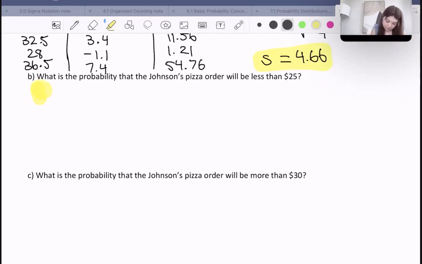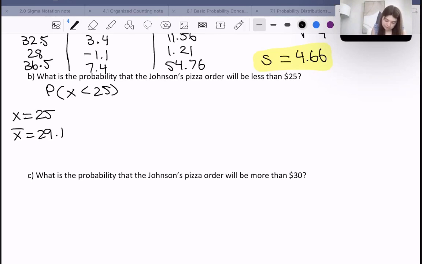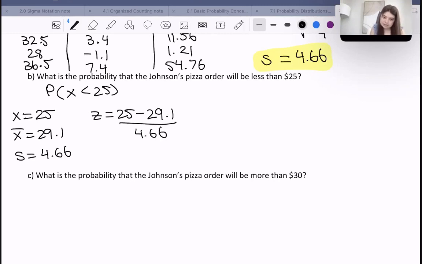Probability of X being less than $25 is associated with what Z-score? Well, the Z-score where X is $25, X bar is $29.1, and sample standard deviation is 4.66. So we actually were using what we learned in the previous part to do this part of the question. So the Z-score is going to be the X value, 25, minus 29.1 over 4.66, which if we do that, that's going to be 0.19.